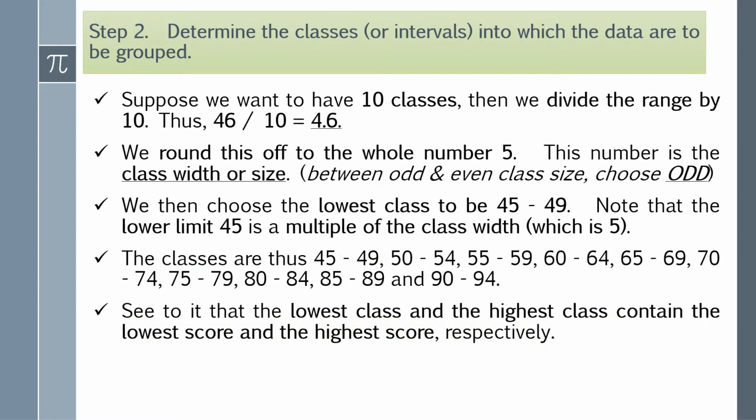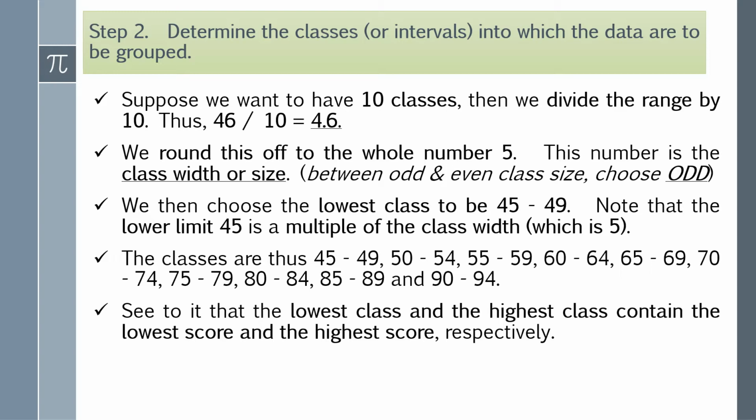Step number 2 is to determine the classes or the intervals into which the data will be grouped. Suppose that we want to have 10 classes. We then divide the range by 10. So, yung nakuha natin kanina is 46. So, 46 divided by 10 will give us an answer of 4.6. Of course, 4.6 ay merong decimal point. Our next thing that we need to do is to round this number to a whole number. So, 4.6 can be rounded off to 5.